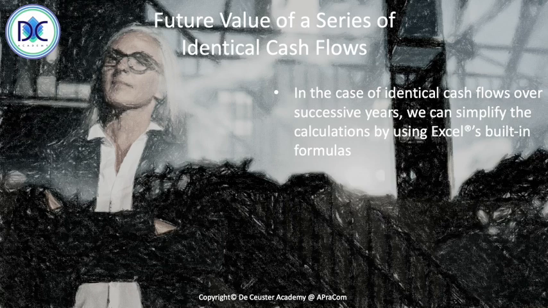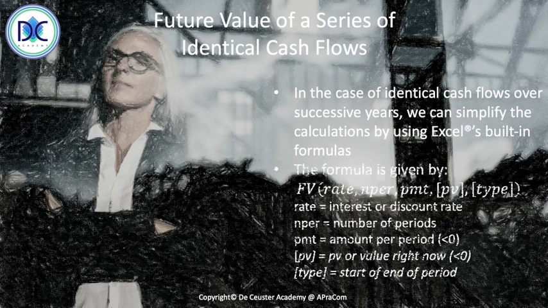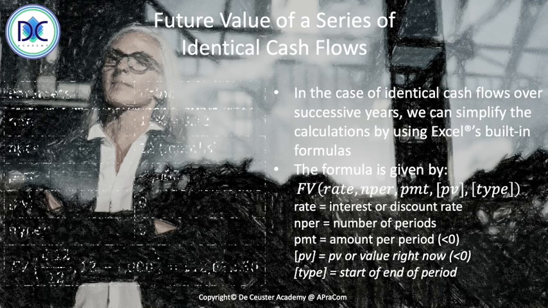The calculations are typically done in financial calculators, special programs, and of course Excel has a lot of very interesting financial functions built in its interface. We have a formula for this. We have the future value, we have parameters, the rate or the interest or discount rate, the number of periods. PMT is the amount per period. We have to put here a negative value, present value or the value right now, which is also a negative value, and the type, do we consider the start or the end of the period.